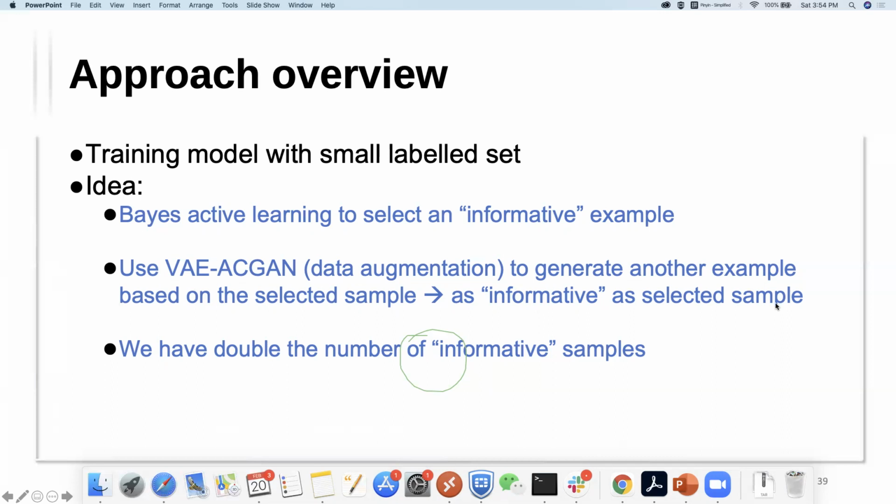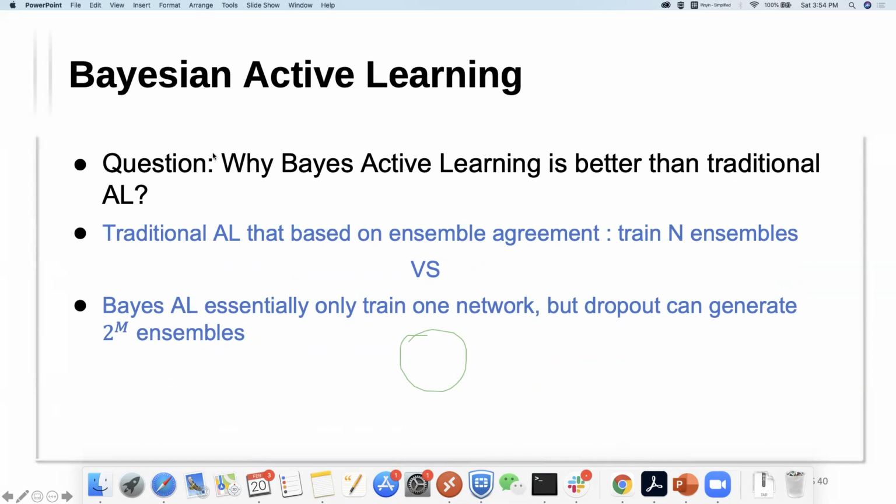So the first question is, why is Bayesian active learning better than traditional active learning? Because if you use traditional active learning to compute the uncertainty, then you have to literally train n ensemble models. But if you use dropout, you only need to train one network, and dropout can produce 2^m ensembles.